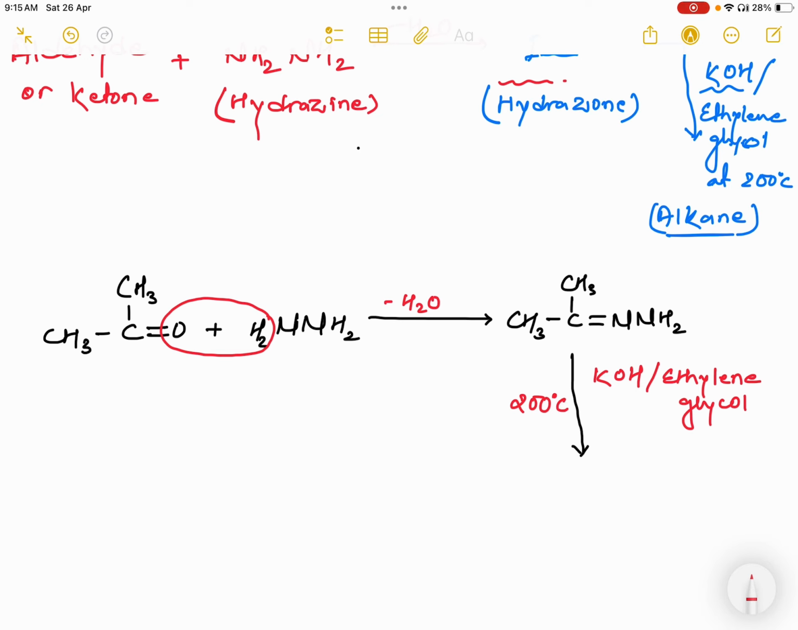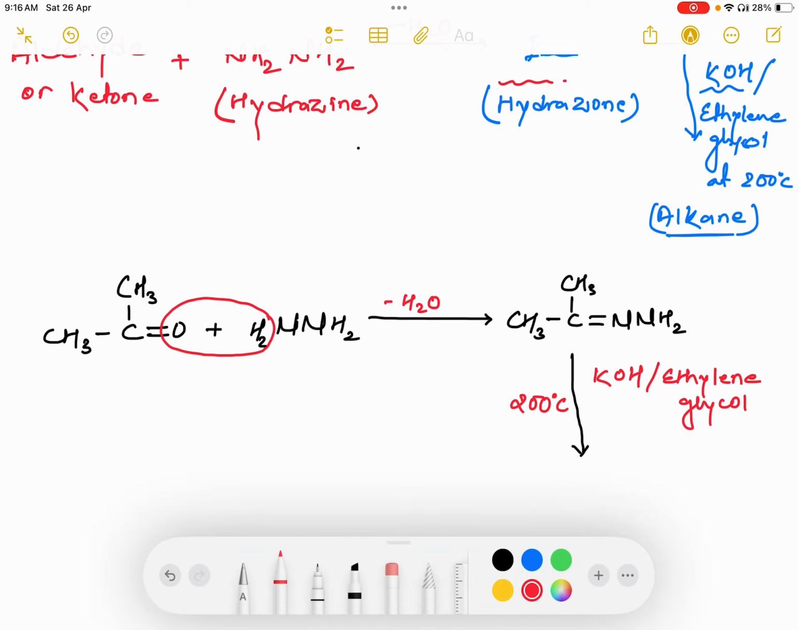Okay. So what will it form? Basically, it is going to form an intermediate product, in which this bond will break and this N2 will come out in the form of gas, and this hydrogen will come and attach right at this point to make CH3, CH2, CH3 along with the liberation of N2 as gas.